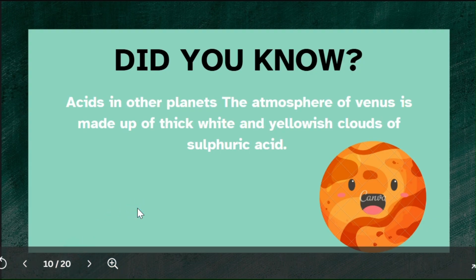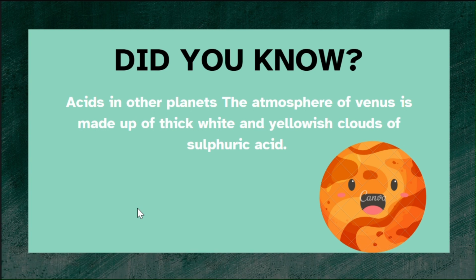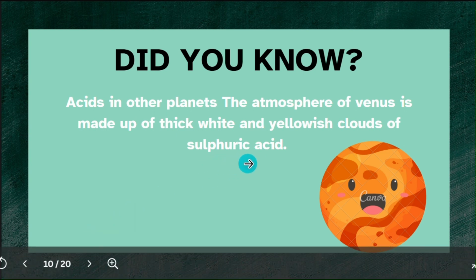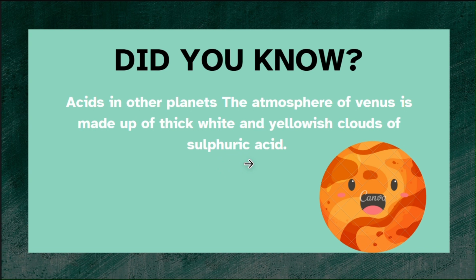Did you know that the atmosphere of Venus is made of thick white and yellowish clouds of sulfuric acid? You need to remember this: which acid is present on Venus, and what is the atmosphere of Venus made of? Sulfuric acid.